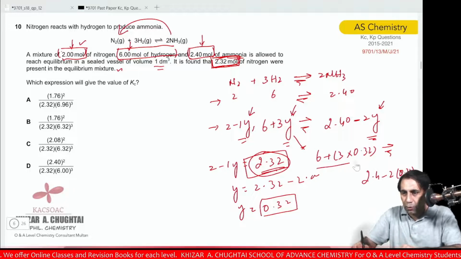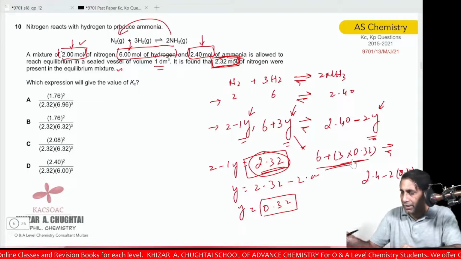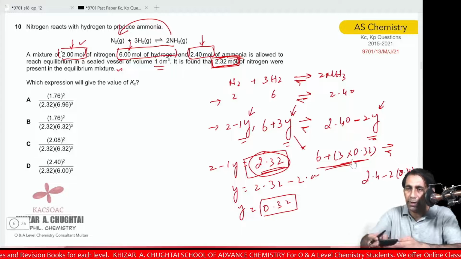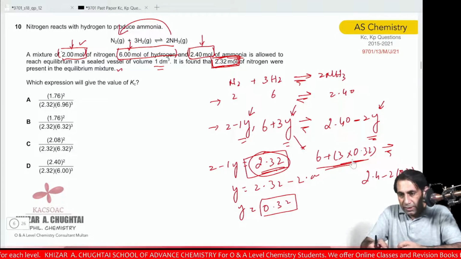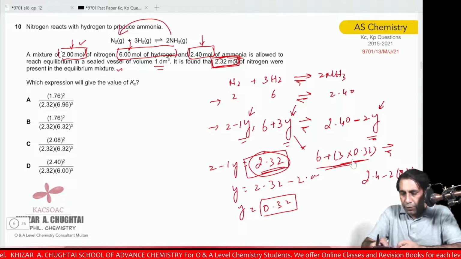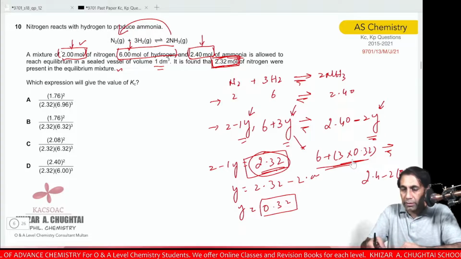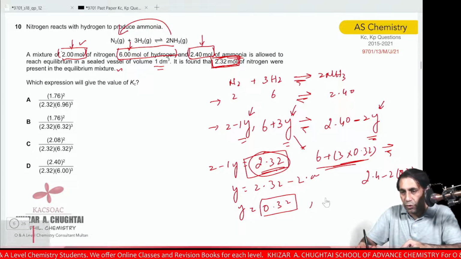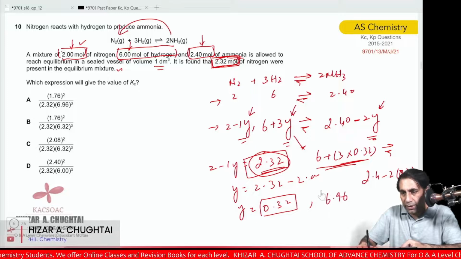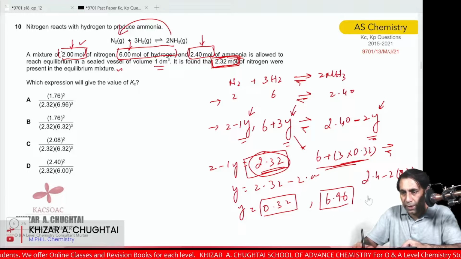What is the remaining mole of hydrogen at the stage of dynamic equilibrium? So, 6 plus 3 into 0.32, and the answer is 6.96. Hydrogen is 6.96 moles at the equilibrium.